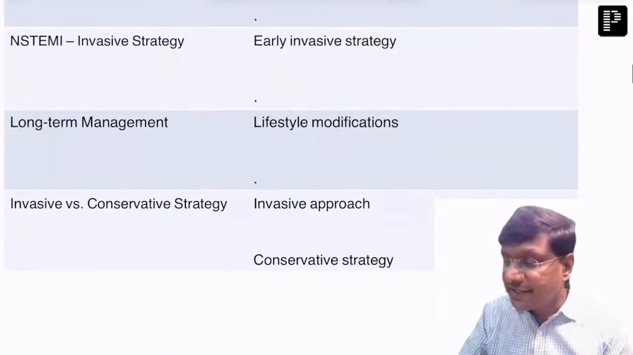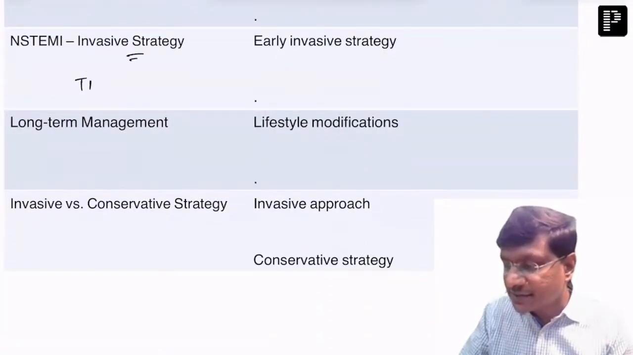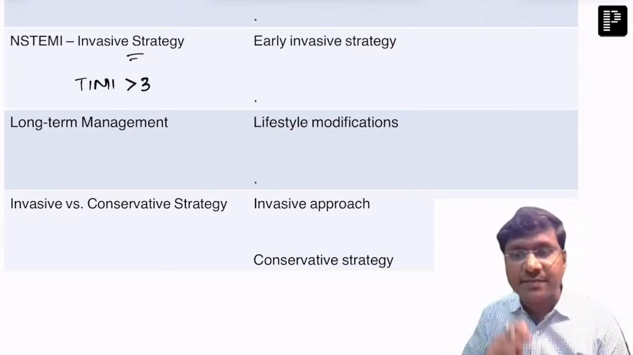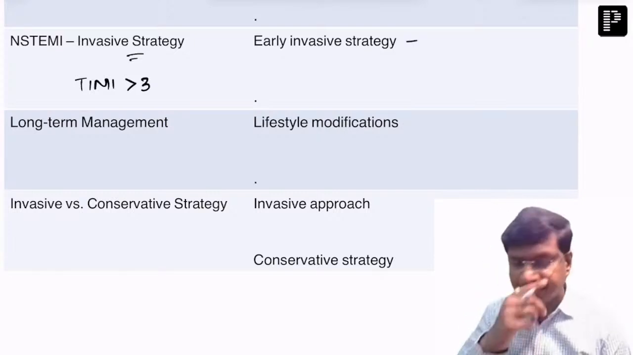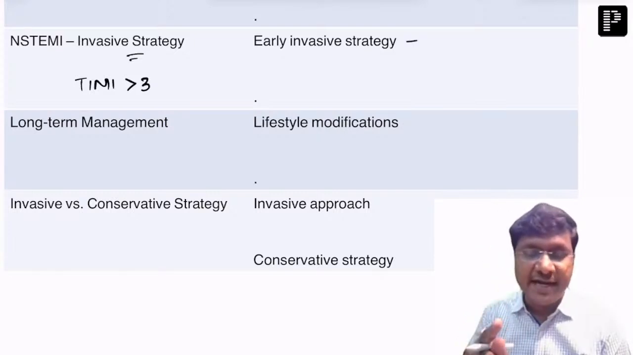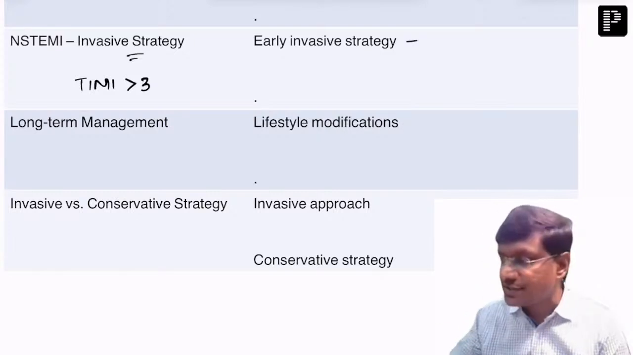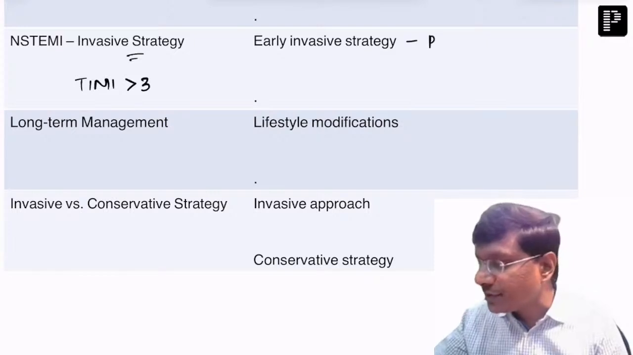Now, you take the invasive strategy. So what did we discuss? If the TIMI score is more than 3, they require the invasive strategy, right? So what is it that you need to plan? Initially, when the patient comes, you give antiplatelets as well as anticoagulants. Then followed by that, you need to do the coronary angiogram. This coronary angiogram should be done within 48 hours.